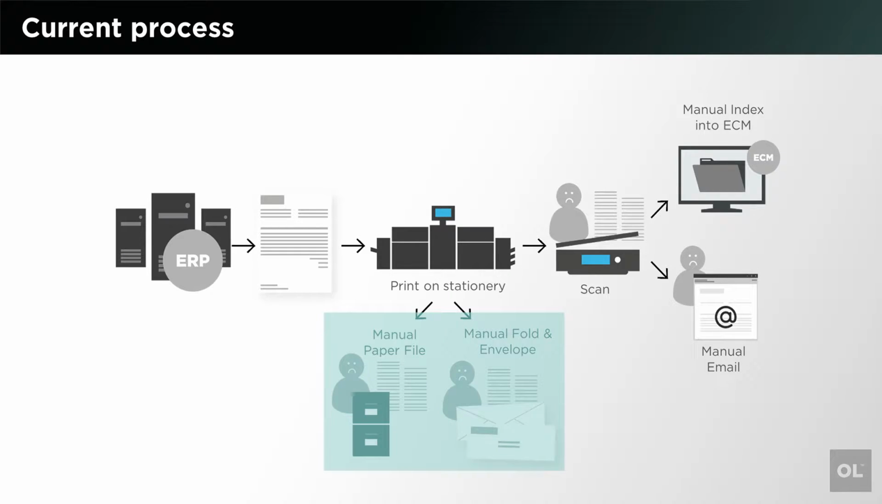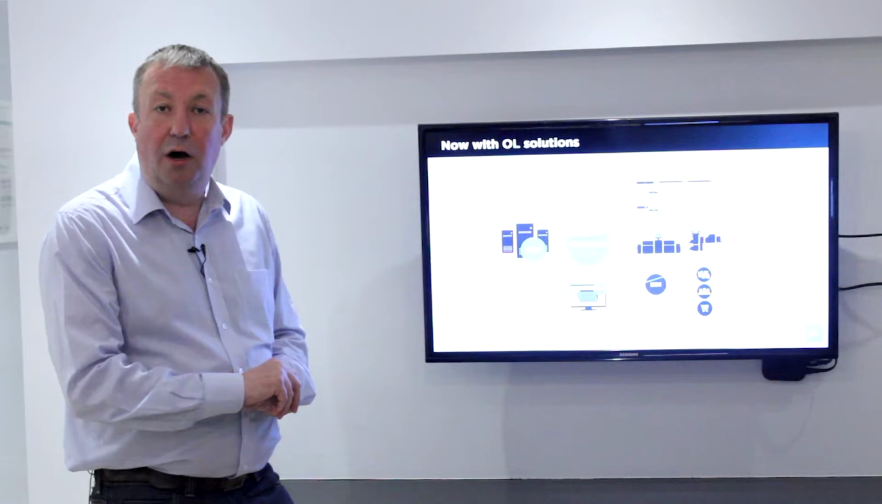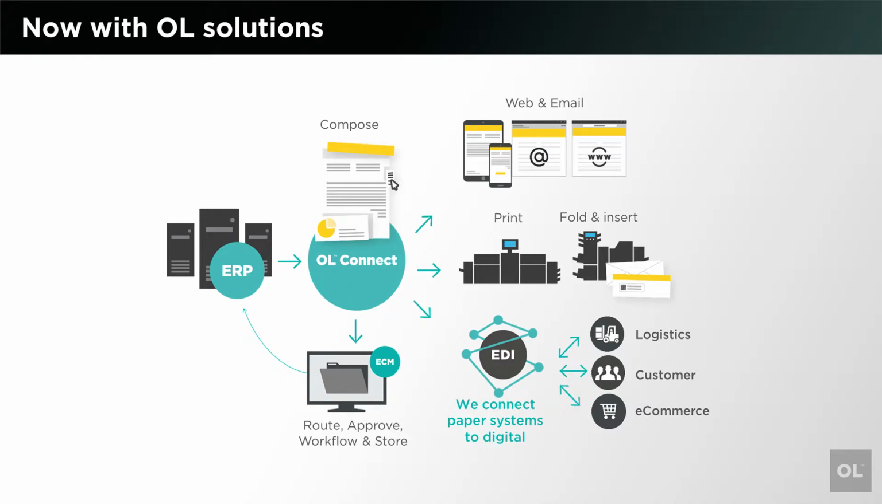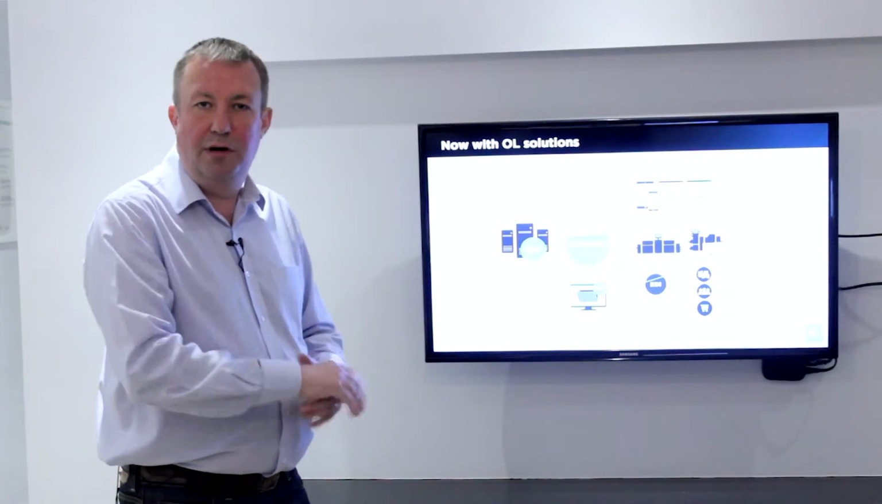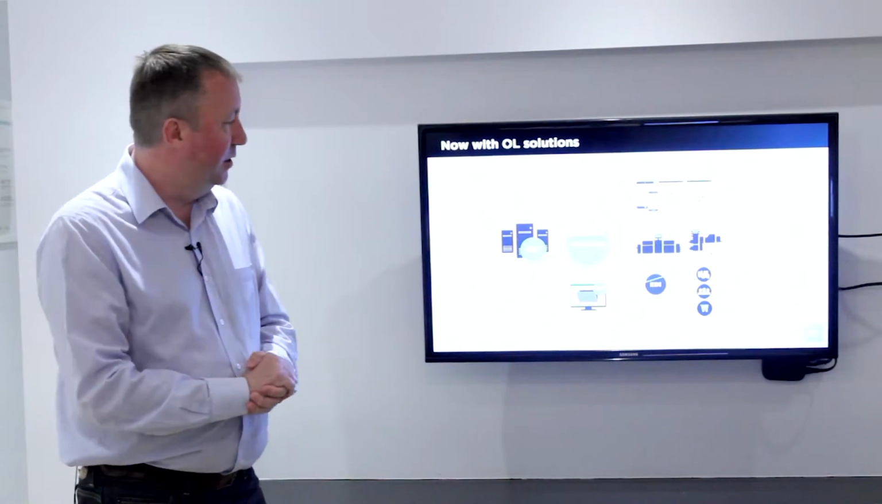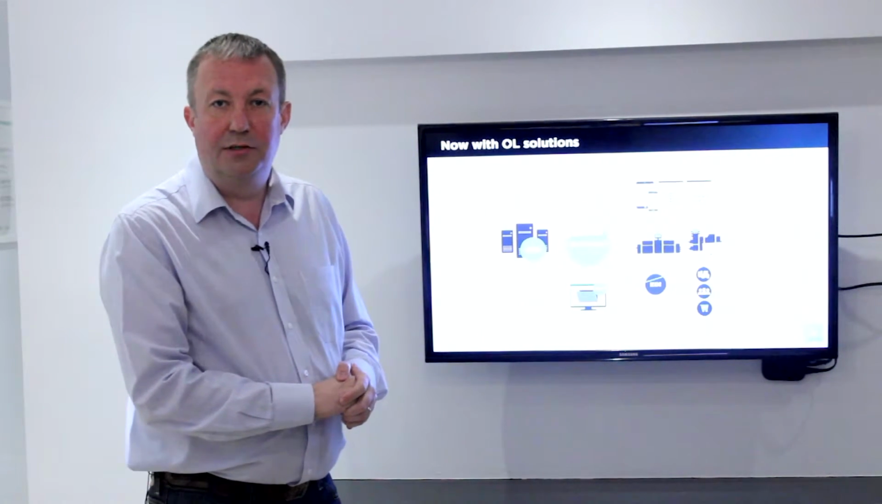And then finally, you may keep a manual copy of that invoice as well. So you're manually shoving it into a great big filing box. But now with our OL Connect technology, we can help you speed up and understand and make some of these things more efficient. So, once again, the ERP system continues to print as it does now. No change to that system at all. But once we get it inside Connect, we can start to do the really clever stuff.